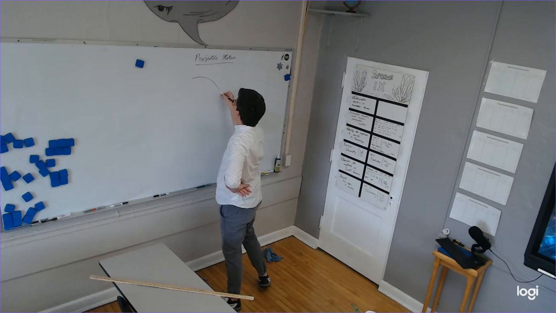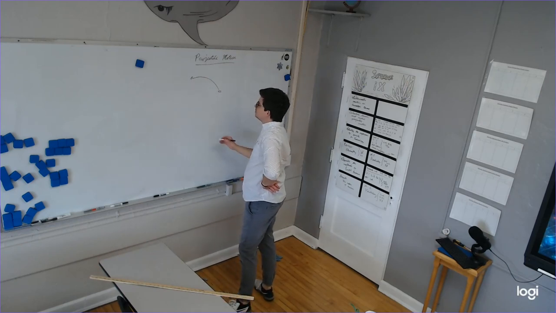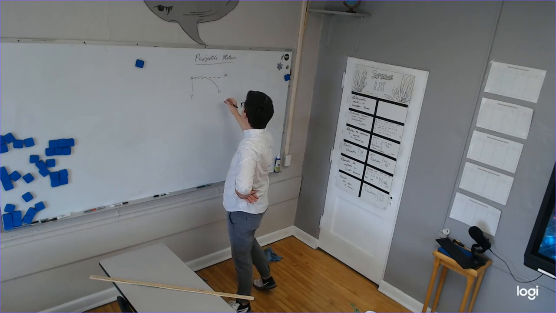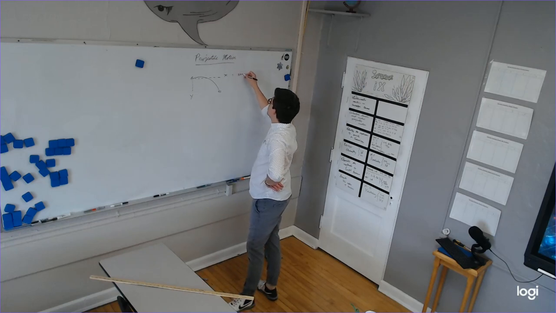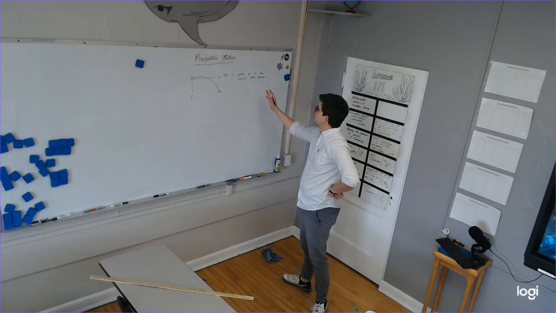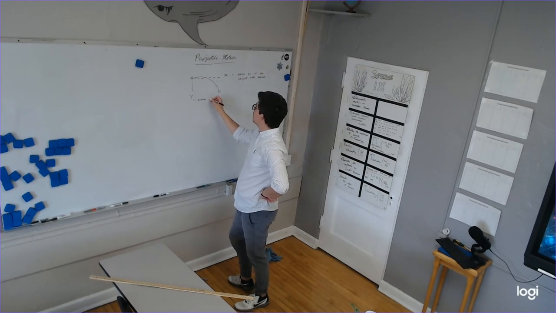So here's projectile motion. Let's pretend, like me throwing the marker. Here's the marker. Here's the x component, here's the y component. The x component is the same as if the object were rolled. And just like we're negating air resistance, we also negate friction. Same as if the object were rolled. The y component is the same as if what? It was dropped? Yep.